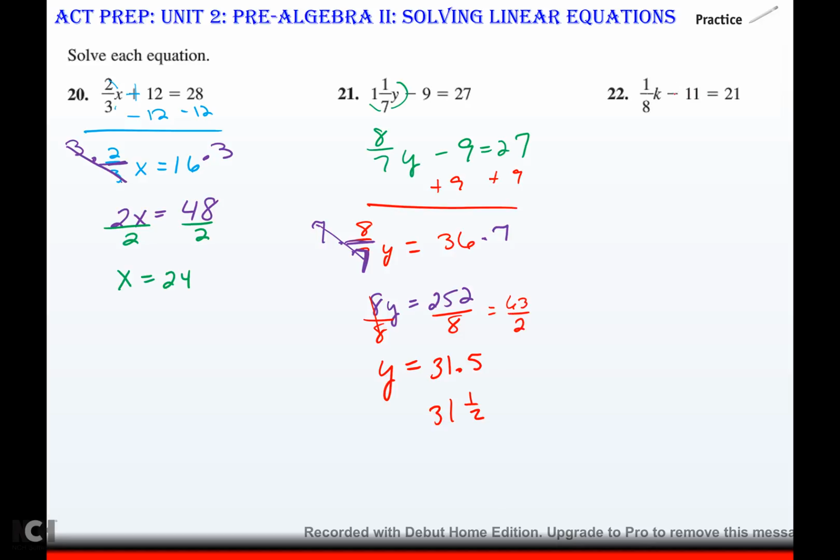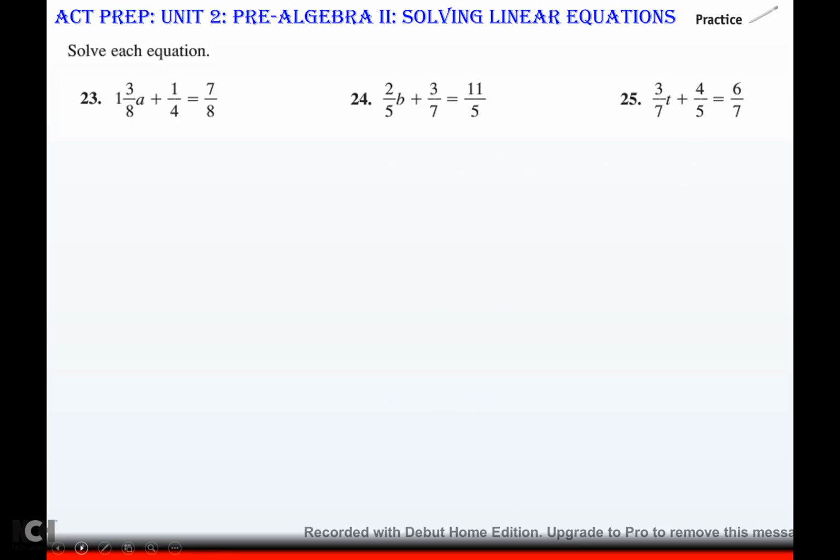Alright, on this one again, let's undo the subtraction first. So I'm going to add 11 to both sides. That gives me 1/8 k equals 32. Yeah, 32. And now I'm going to undo the division by 8 by multiplying by 8, and I get k equals 256.